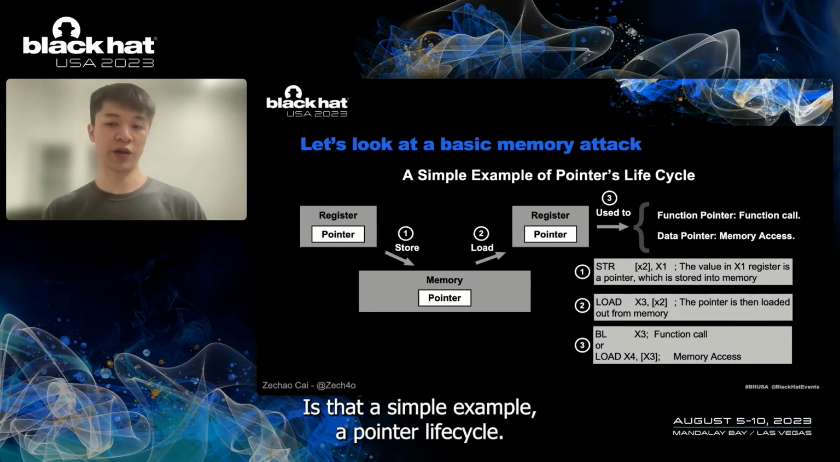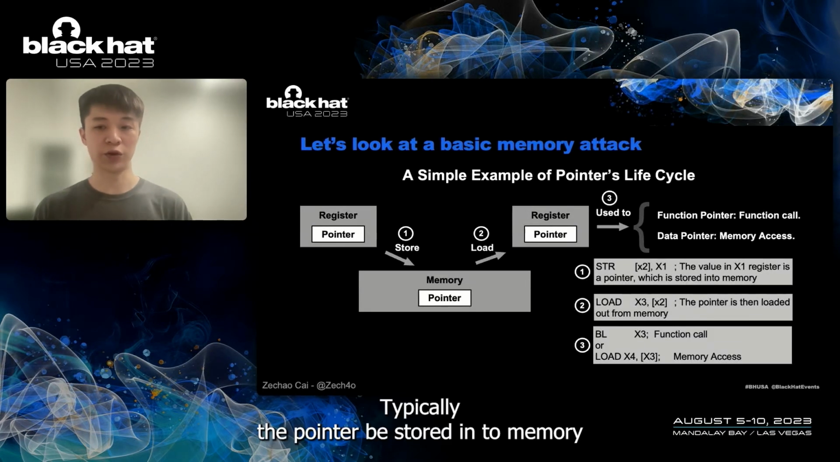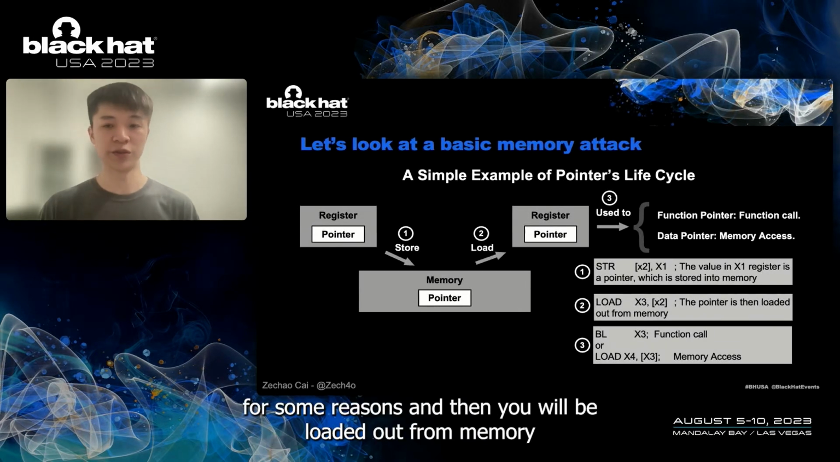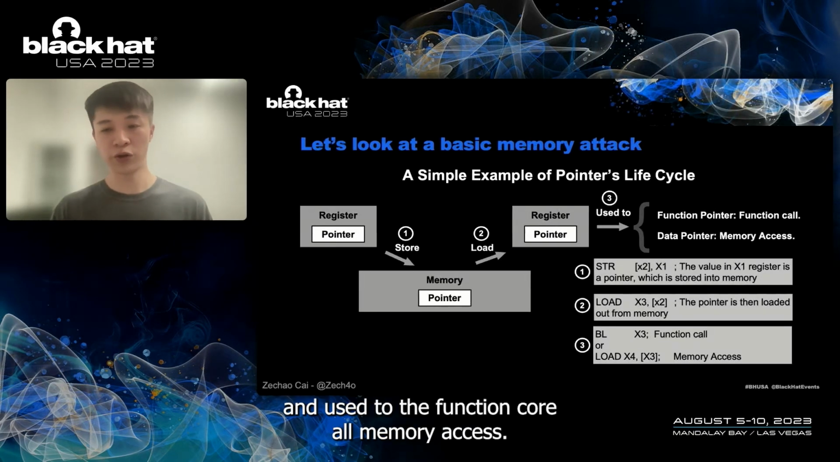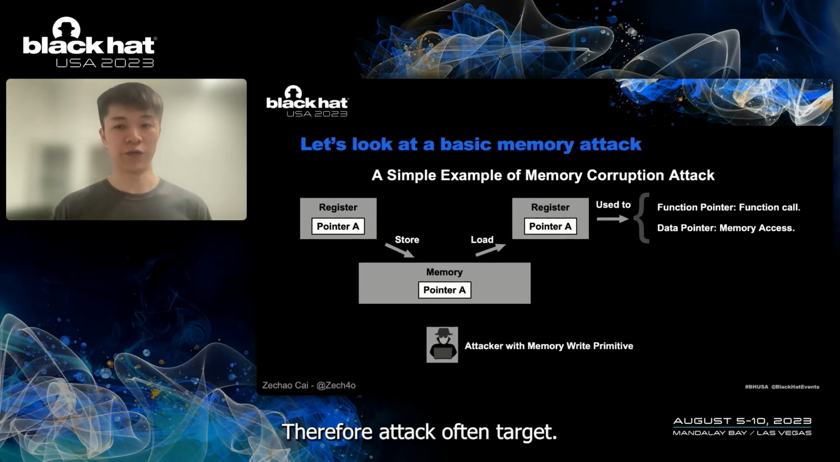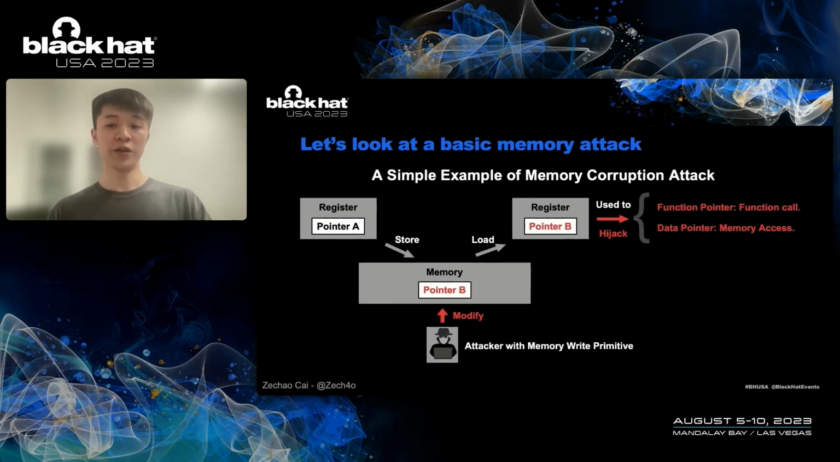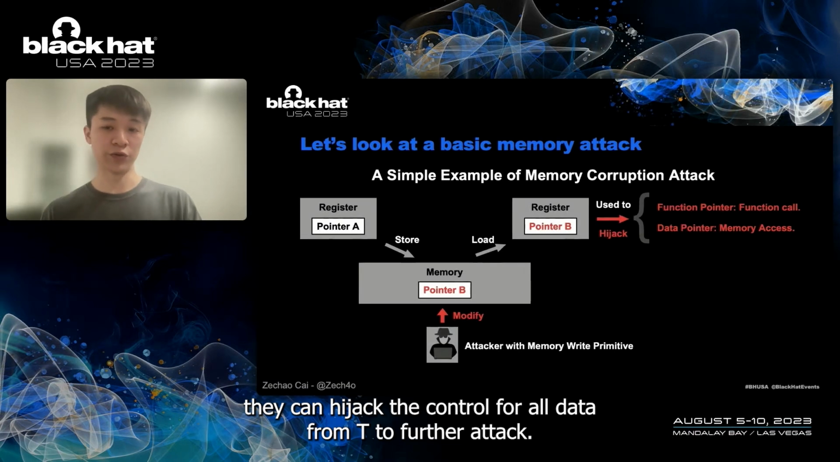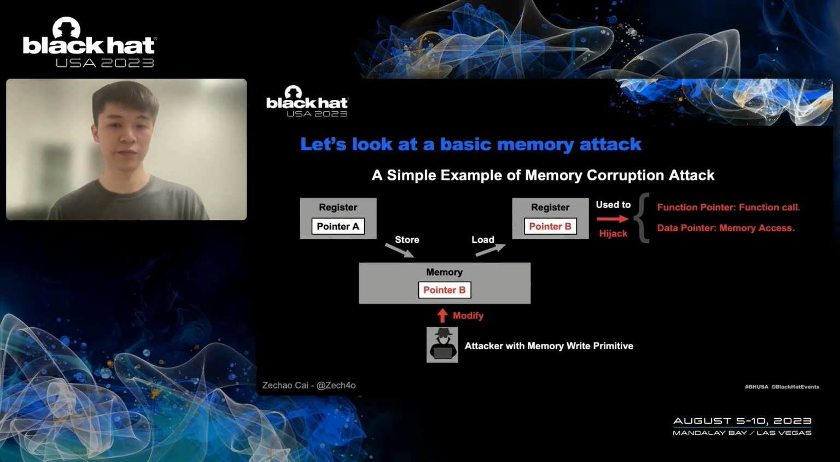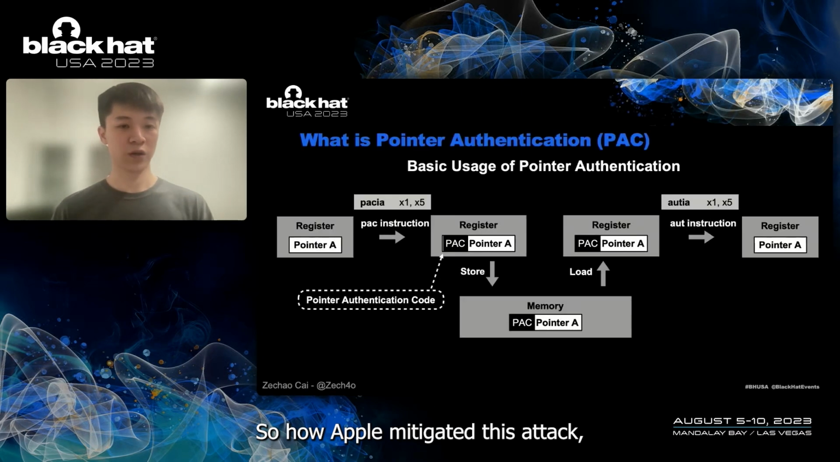Here's a simple example of a pointer's life cycle. Typically, the pointer will be stored into memory for some reason, and then loaded out from memory and used to do a function call or memory access. Therefore, attackers often target the pointer stored in memory. By corrupting the pointer, they can hijack the control flow or data flow to do further attacks. So how does Apple mitigate this attack?